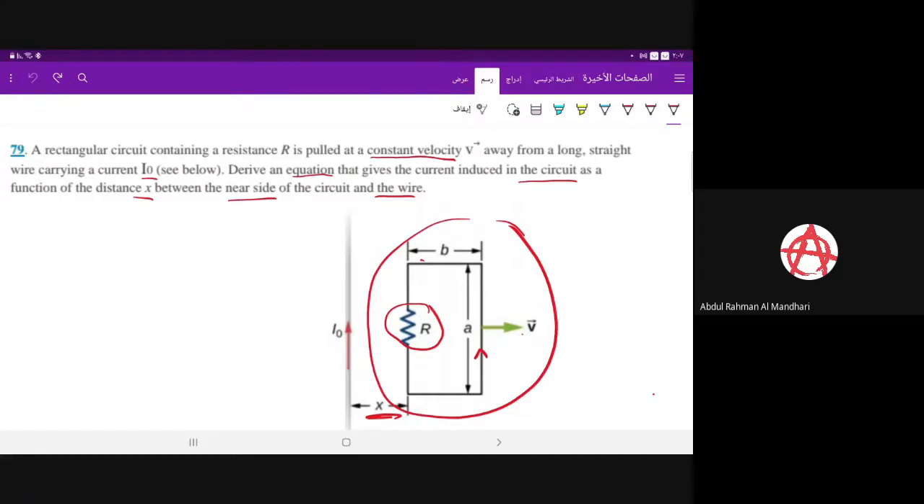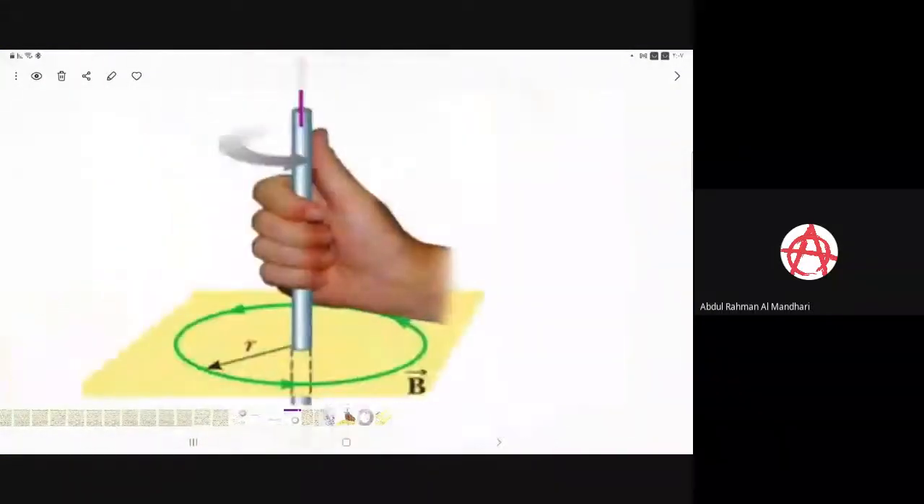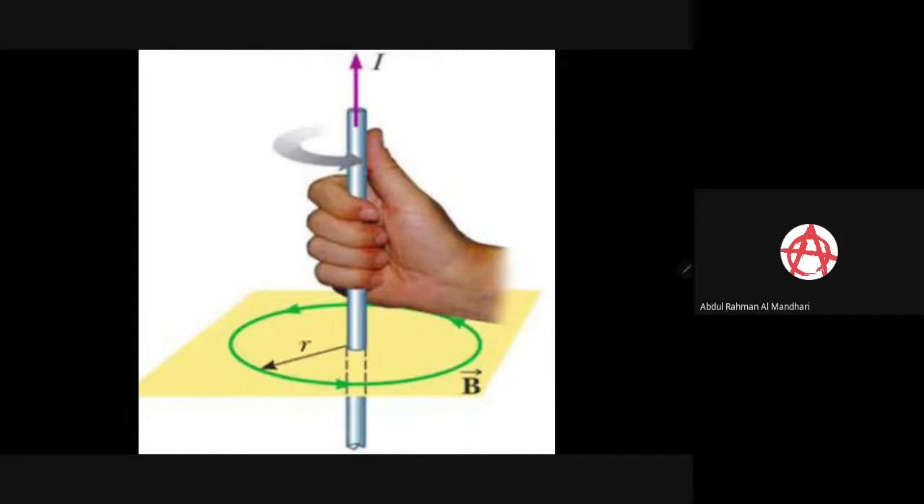Before we start, we should discuss and ask ourselves what is going on. We know, let's go and see the picture now, guys. We know from here that if the current is going to the top and you put your thumb, the thumb is going with the direction of the current, and the rest of your fingers are circulating, holding the wire this way, and from that we can understand the direction of the magnetic field, as you know from before.